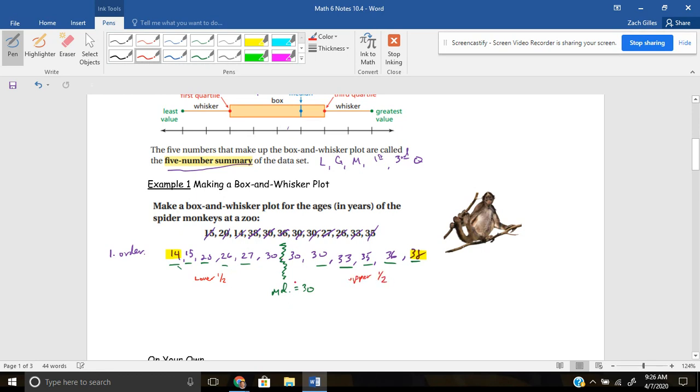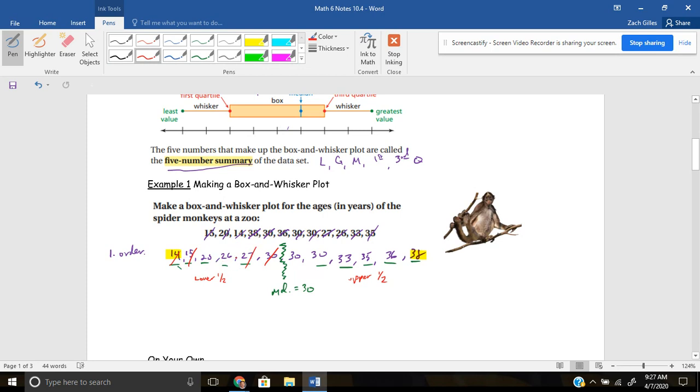Again, I just split my data in half, so this is the upper end and this is the lower end. Now, what's the median of my lower half? Okay, I'll do similar, work my way towards the middle. I'm left with two middle numbers, 20 and 26.